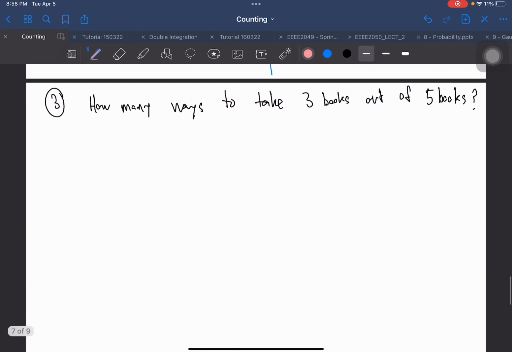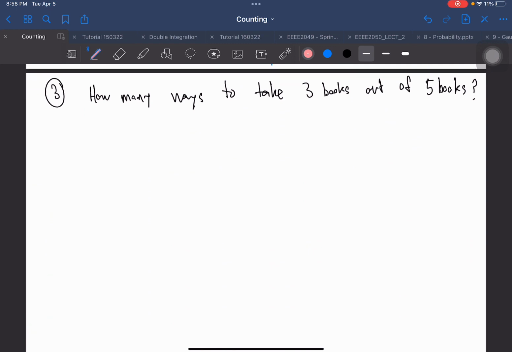Okay? Let's do one easy example. How many ways to take 3 books out of 5 books? Okay, so what is your R here? You want to pick R terms out of N terms. So which is 3 books out of 5 books. Your 3 is R, 5 is N.